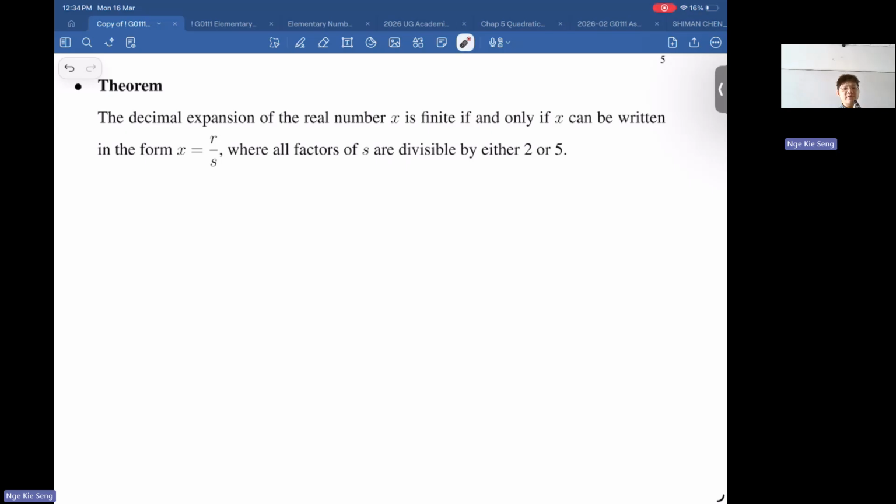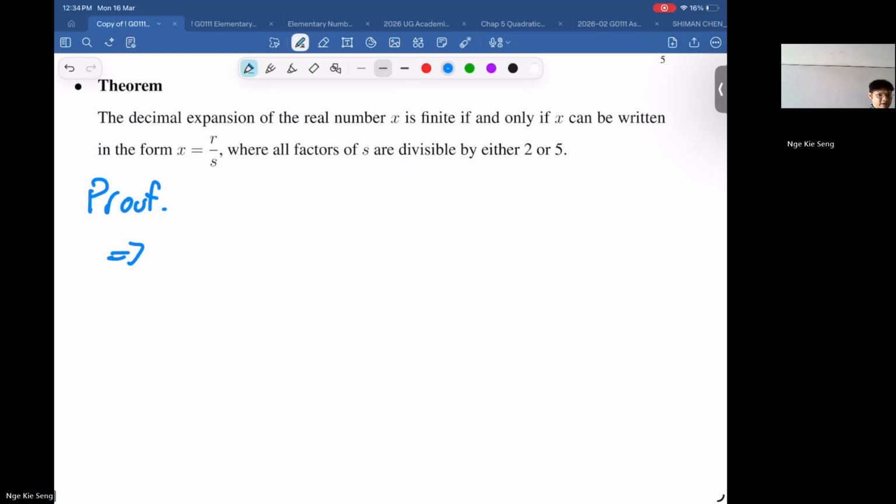Shall we? Do you want to see the proof of this? I think this proof is pretty intuitive. So suppose the decimal expansion is finite first.